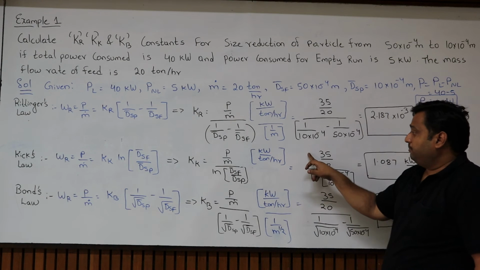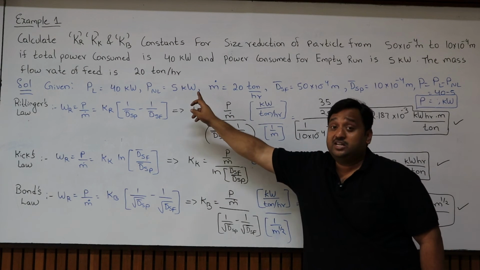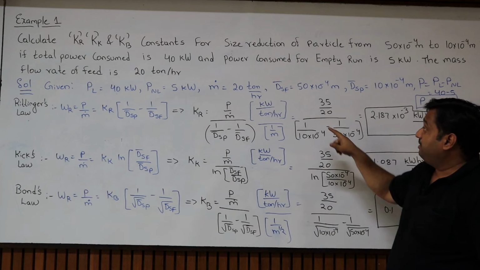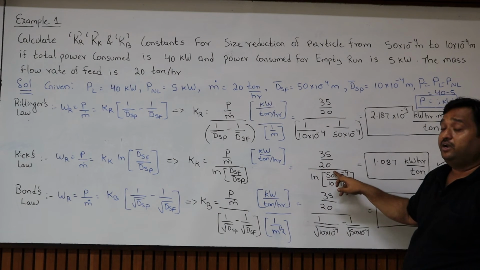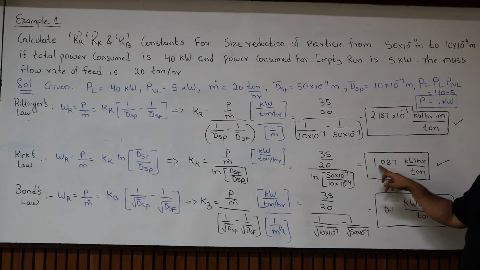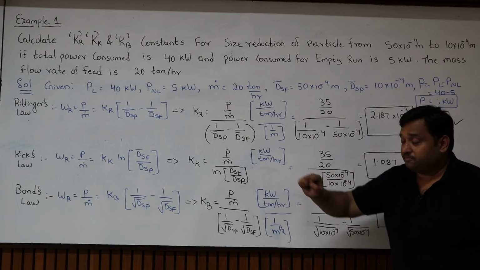So if you put in the respective constants, what is P? P load minus 40 minus 5, which is 35, divided by mass flow rate, which is 20, and ln of feed diameter divided by product diameter, you get 1.087 kilowatt hour per ton. Here you got the meter, here you don't have anything because the meter cancels out.